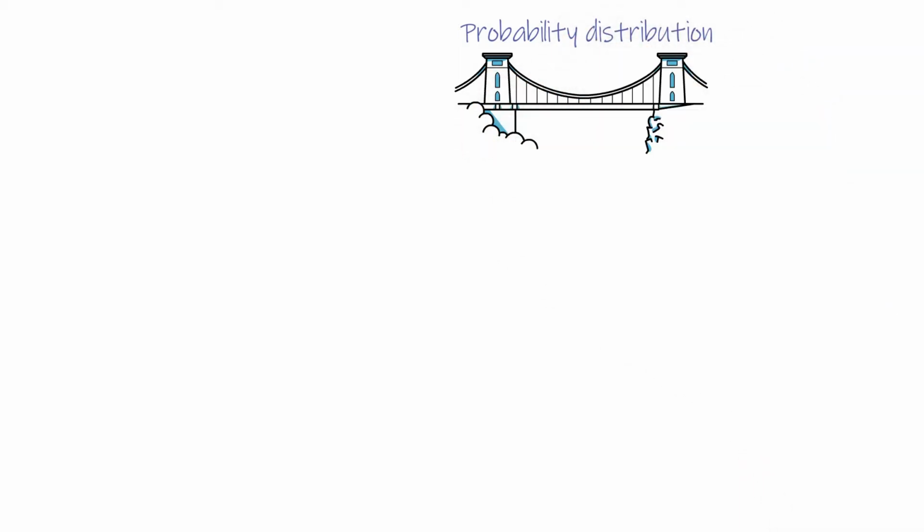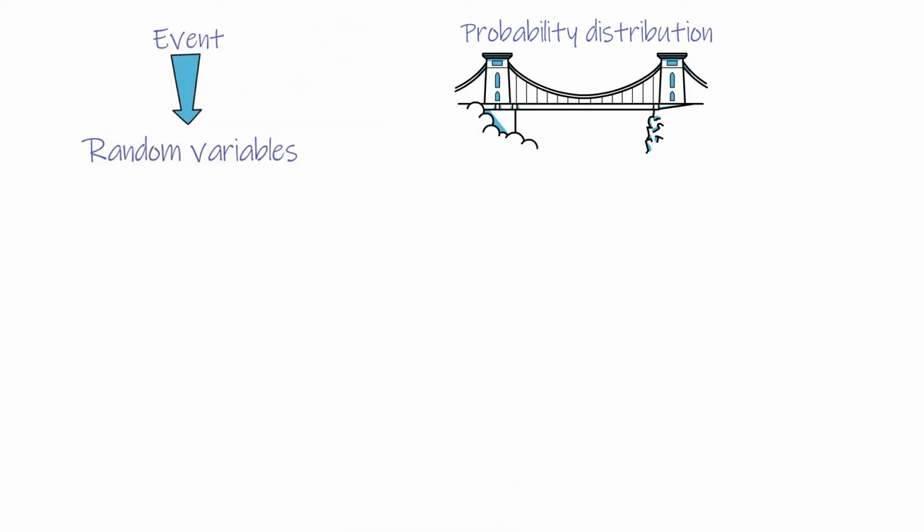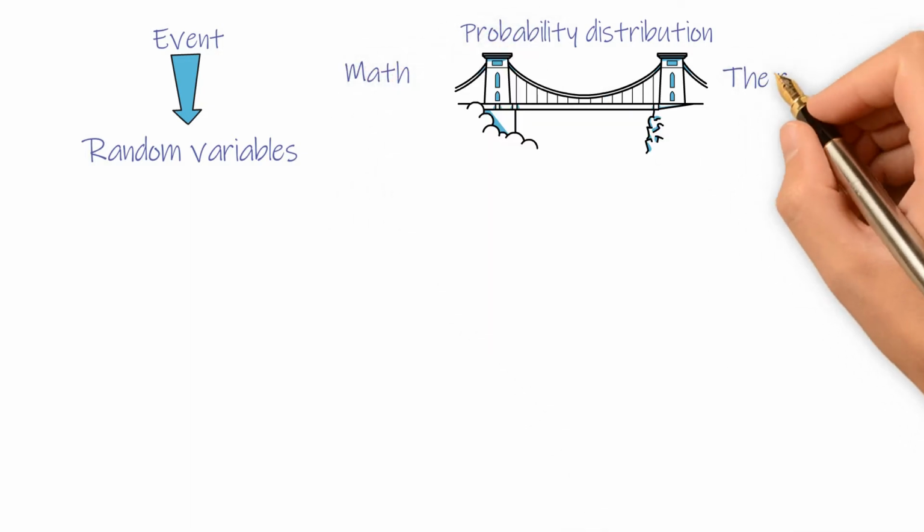5 minutes. When dealing with a random event, we can use the random variables to represent it, and there is a probability associated with each random variable. By doing this, we build a bridge that connects math and the real world.